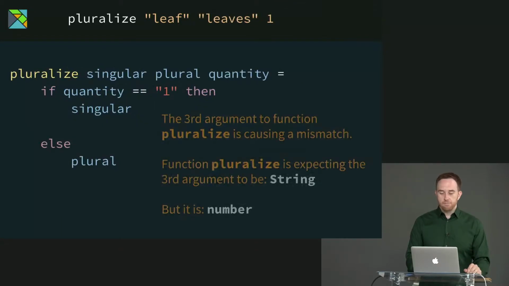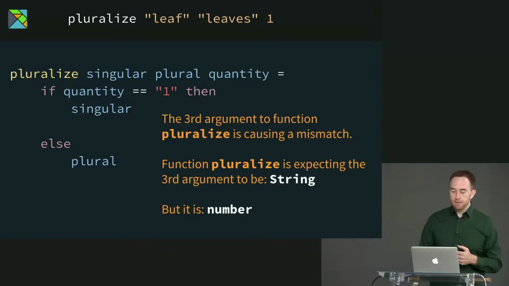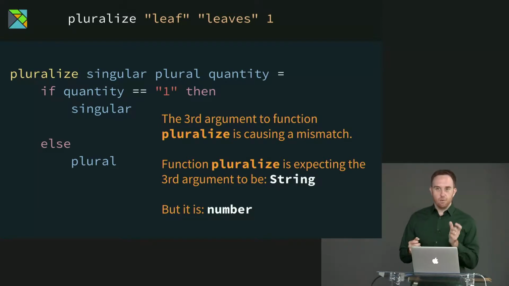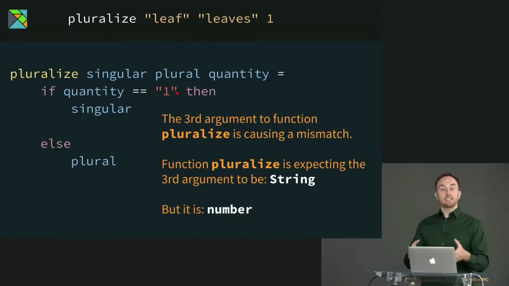What about in Elm? Well, in Elm, this actually won't compile. It'll say the third argument to function pluralize is causing a mismatch. That is to say, when we're calling pluralize up here, the third argument is causing a mismatch. Function pluralize is expecting the third argument to be a string, but it is a number. So essentially, Elm was able to figure out, you know what, this is going to be a bug. If we write this expression, this is always going to fail. Something is off there. I'm going to tell you about it at compile time and ask that you fix it before you actually run this application.